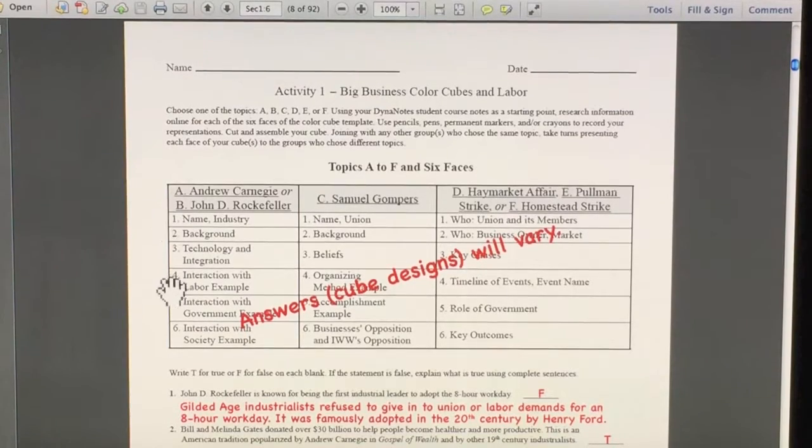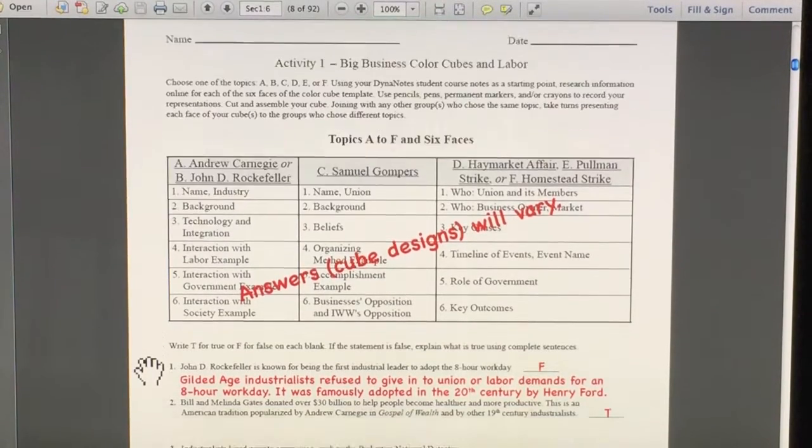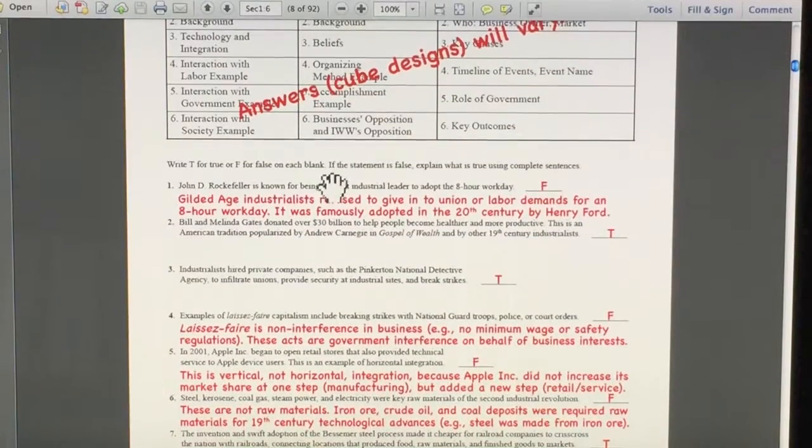In some cases, like the Color Cube project, which is very creative and students could go many different directions on this one, there's simply the information that the answers or the cube designs will vary. But in most cases, there's specific correct and incorrect answers. In this case, there's true, false information, and the student will either have a good explanation for what is actually true as opposed to the false statements, or they will not.